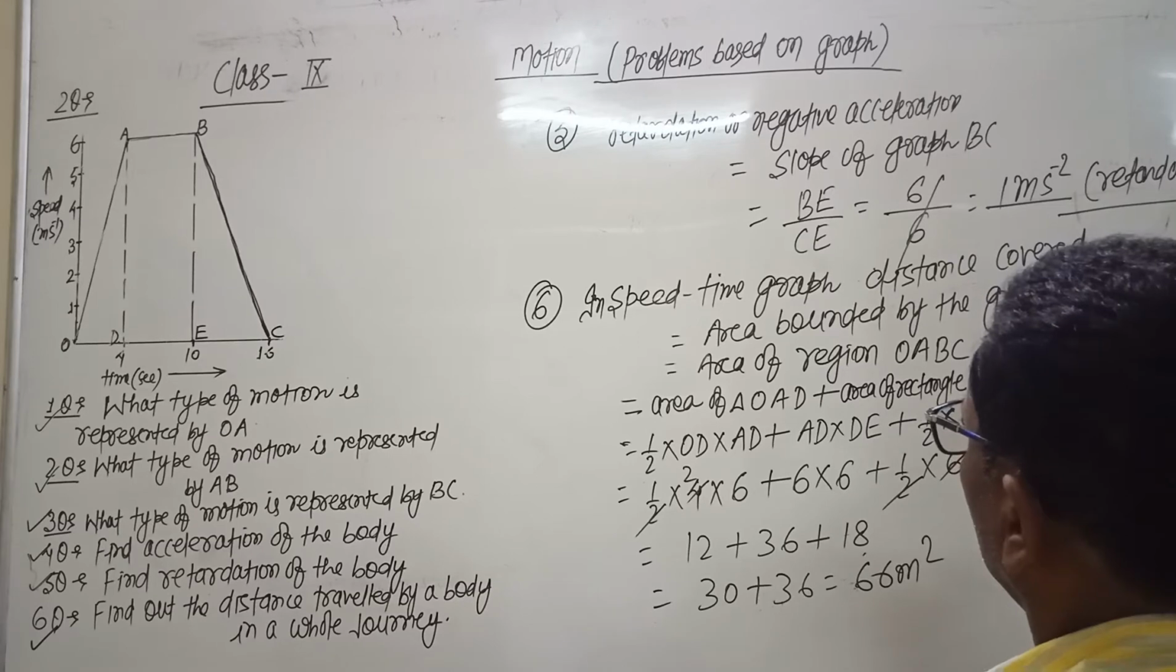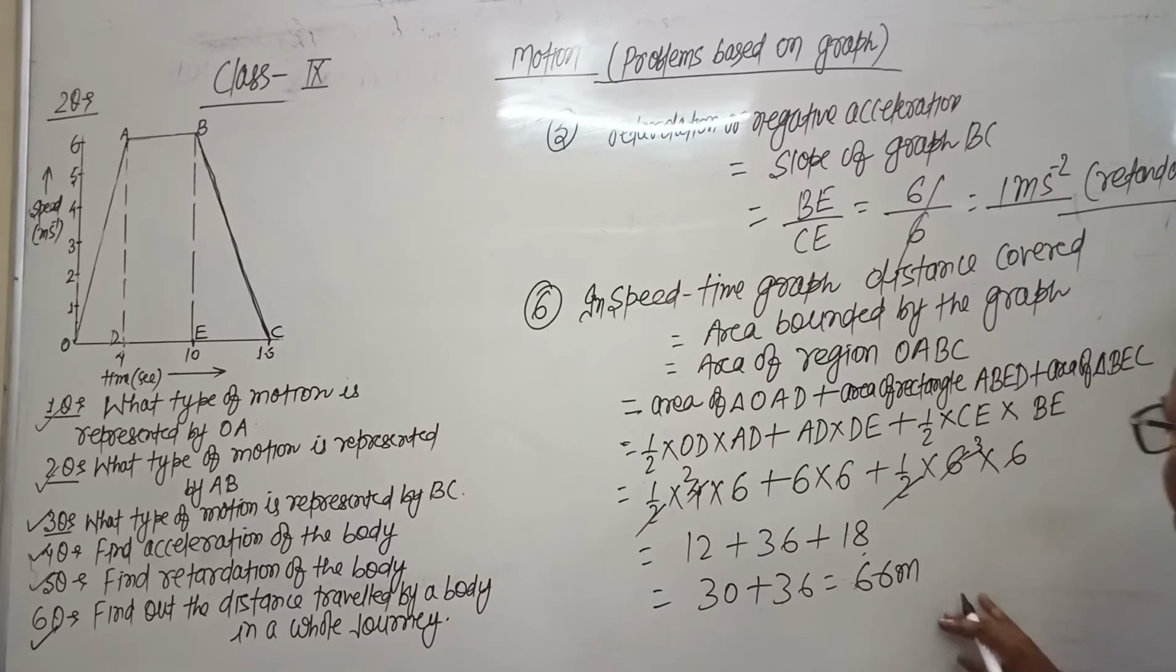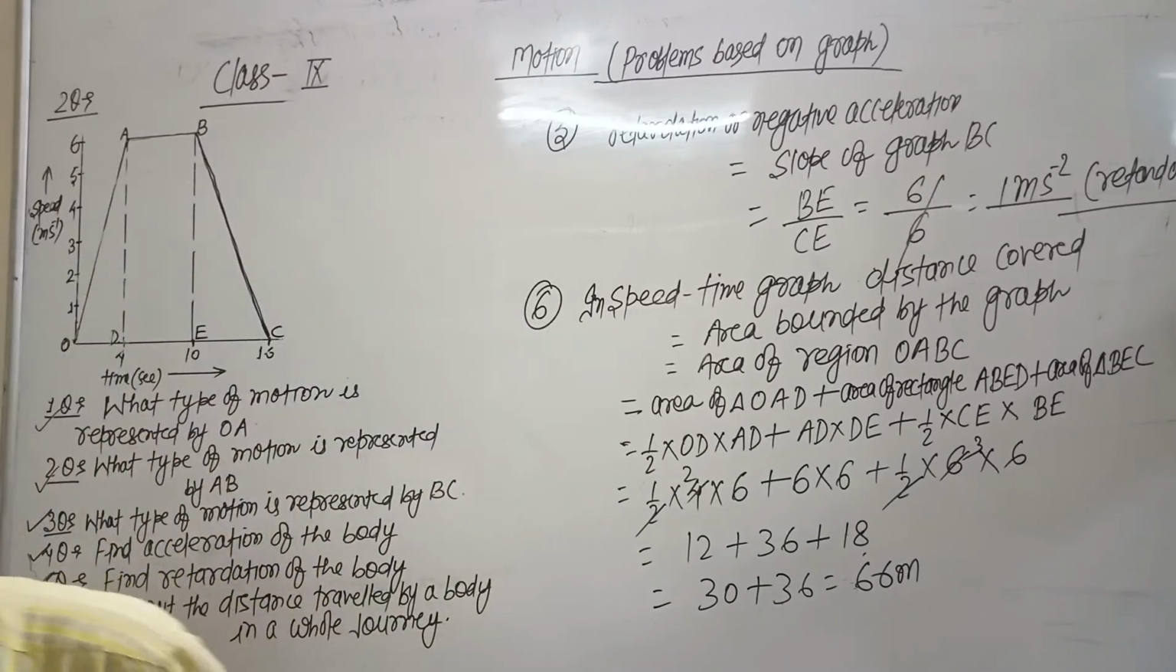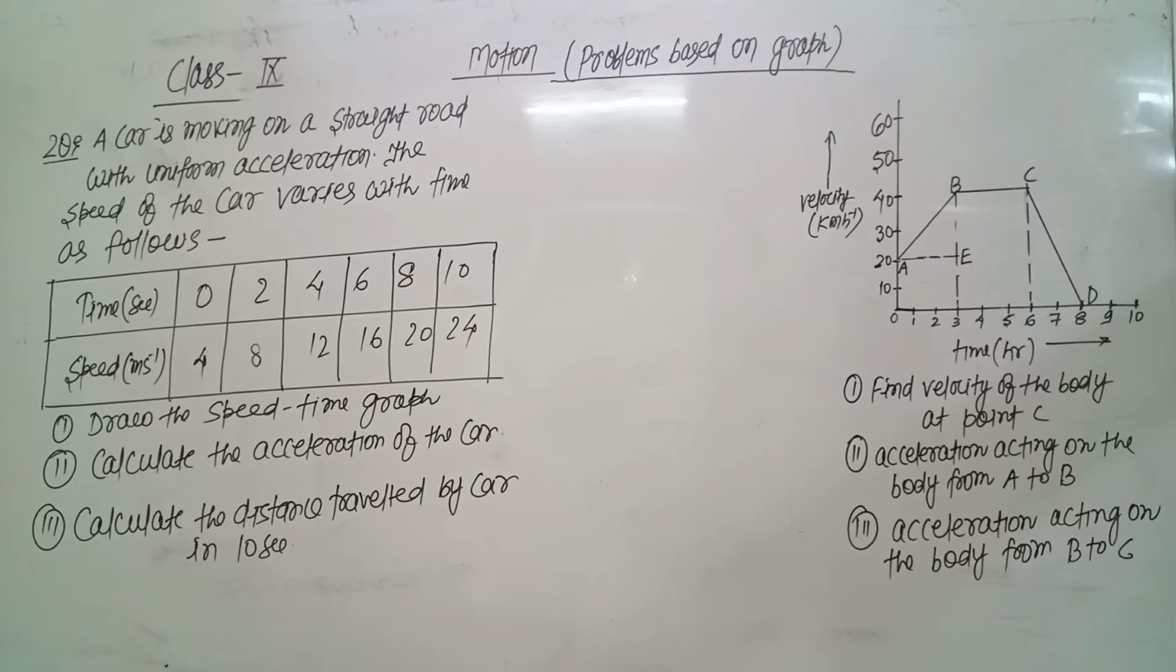So the distance covered is the area under the speed time graph. The distance covered comes to be 66 meters.